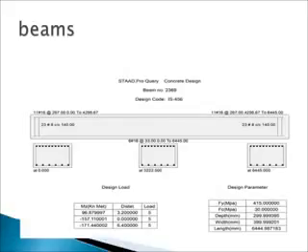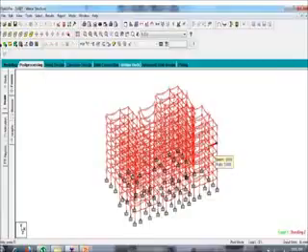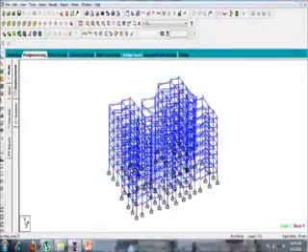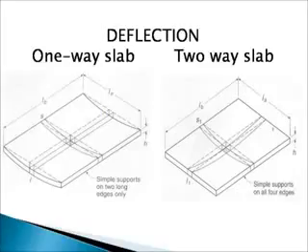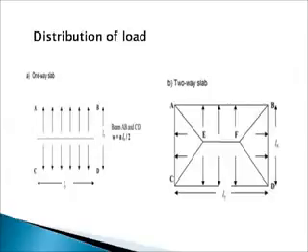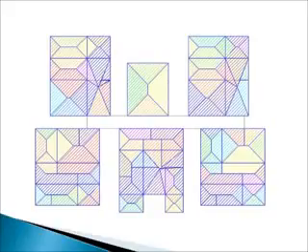Beams. Beams are designed for bending. This figure shows reinforcement of a sample beam in STAAD. After the analysis, we get the bending moment and shear force as shown in the slides. Slabs. There are 2 types of slabs, one way and two way, which are classified based on deflection and load distribution as shown in the figure. This figure shows load distribution of the building.